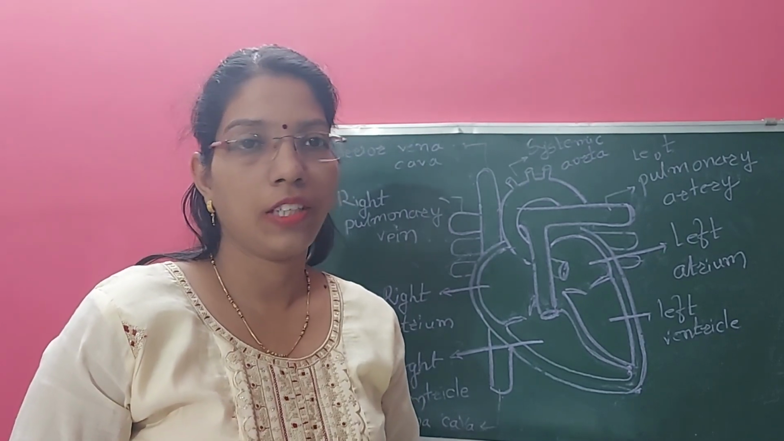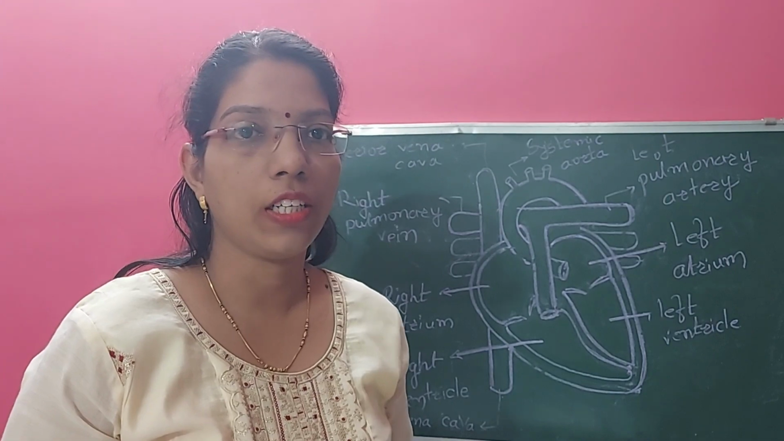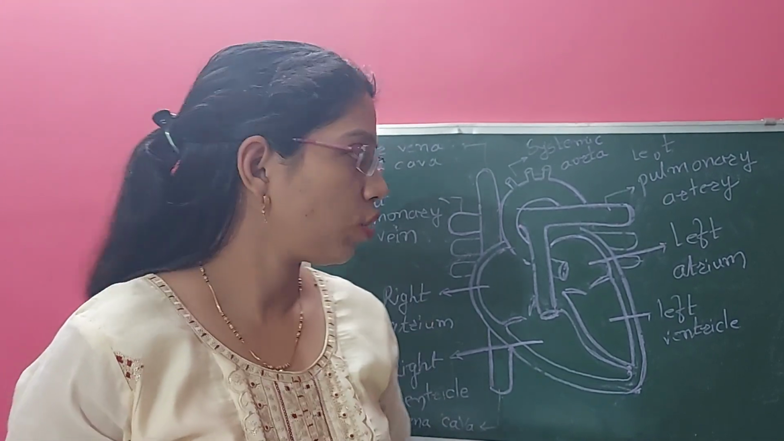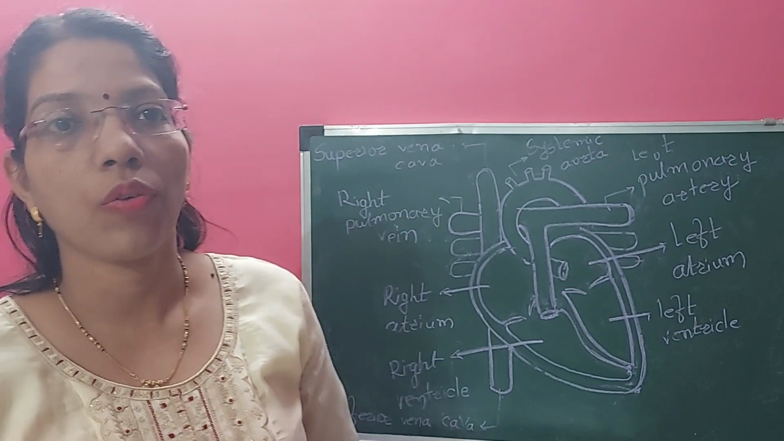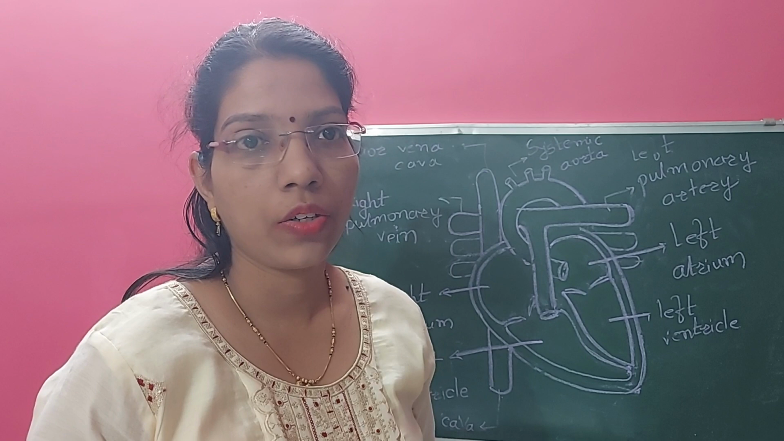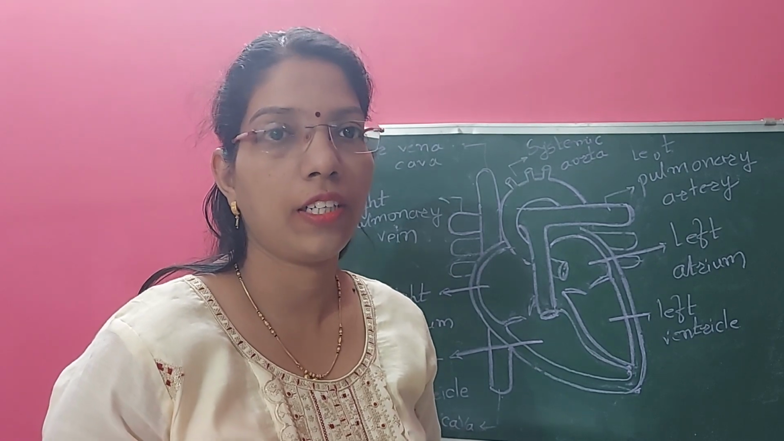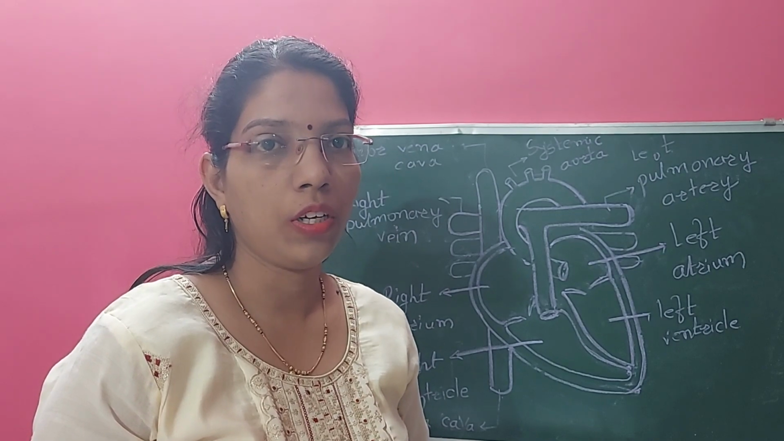Today we are going to see human body and organ system, in that circulatory system. So our today's topic is circulatory system. Circulatory system consists of three parts: arteries, veins and heart. So we are going to see the structure of heart, internal structure of heart and how the blood flows through the heart.